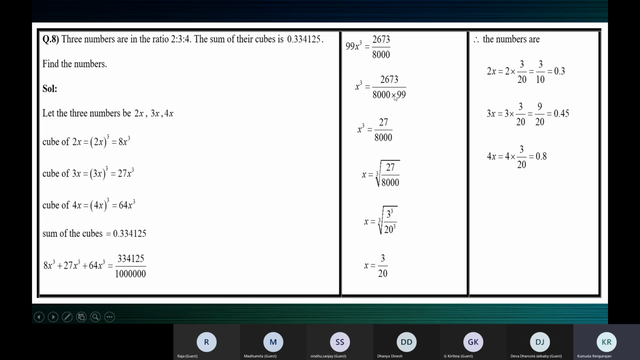And then when this 99 comes down for division, you are able to simplify 99 and 2673. You are able to simplify these two numbers. And that's how you get 27 by 8,000. Cancelling. Okay, ma'am.